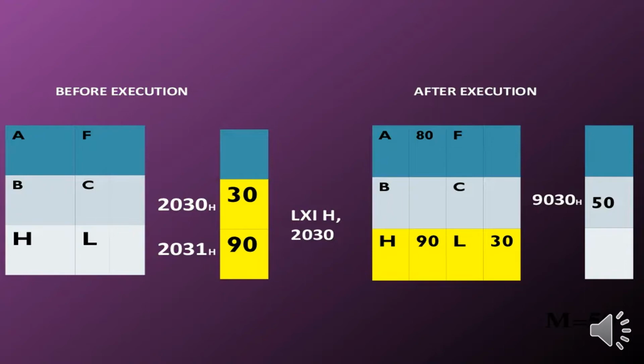So 903H is a new address value loaded by the LXI H instruction. Here the value is given immediately, and the value is stored into the address pair of memory locations.